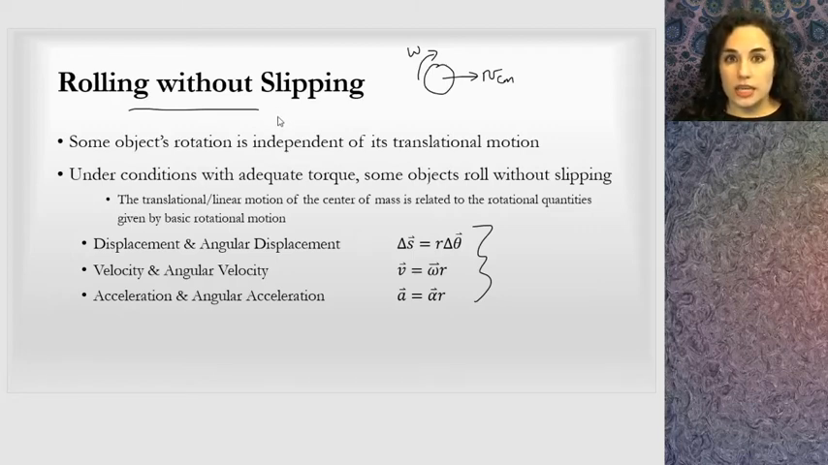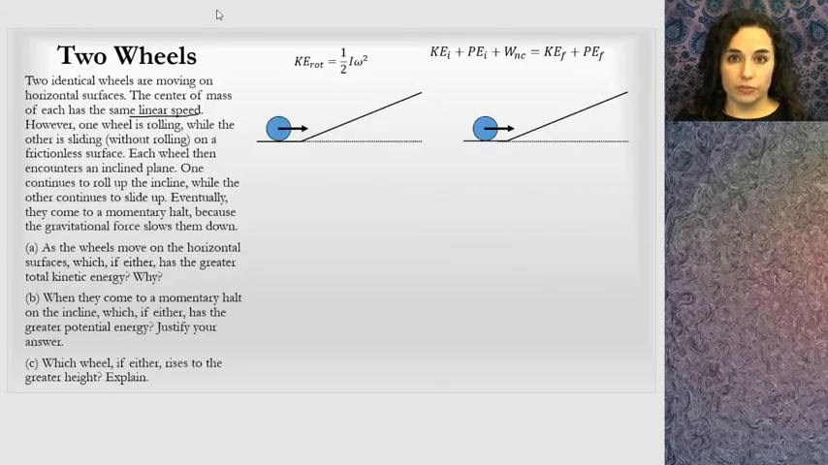A condition needed for rolling without slipping is adequate torque. If you're on a frictionless surface, you will not be able to have adequate torque in order to cause the center of mass motion for it to roll without slipping. The problem I've chosen to exemplify this concept is two wheels.